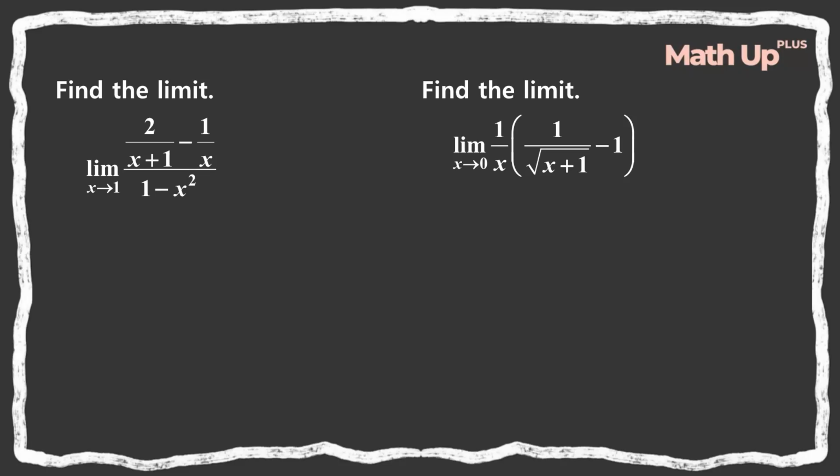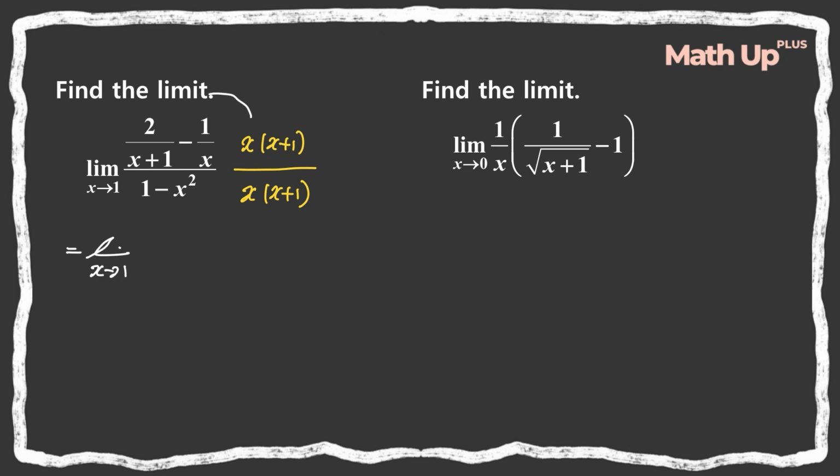The question is to find the limit. Here we have a complex fraction. So what I'm going to do is eliminate the denominators x plus 1 and x by multiplying both the numerator and denominator by x times x plus 1, right? So that is equal to the limit as x approaches 1.